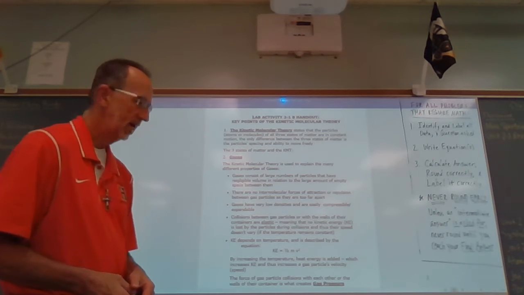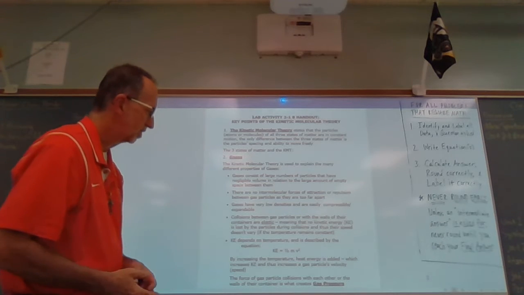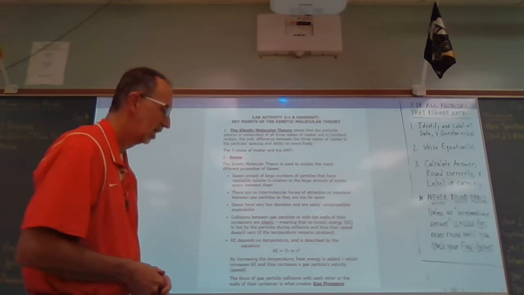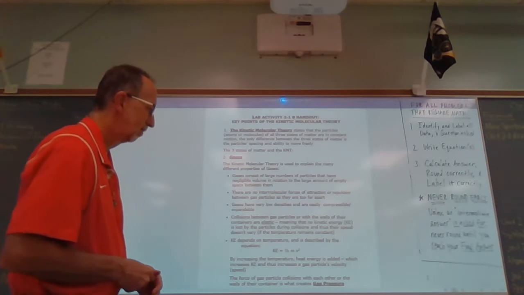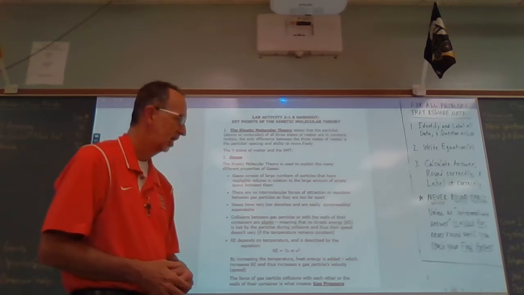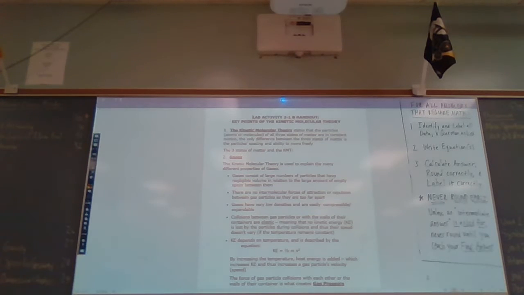Their kinetic energy depends on temperature. It's described by this equation, 1/2 times m times v squared, v being velocity. We'll get to that a little later on. By increasing the temperature then, heat energy is added to the particles, which increases their kinetic energy and thus their speed. Let me advance the paper here.